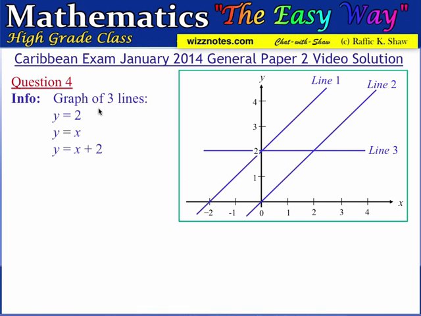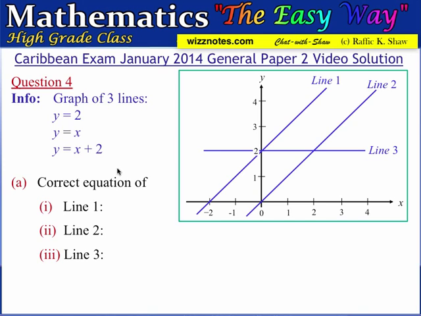And we are told that the equation of the 3 lines are y equals 2, y equals x, and y equals x plus 2. And the first part of the question wants us to correctly identify the equation of line 1, the equation of line 2, and the equation of line 3. That's part A.